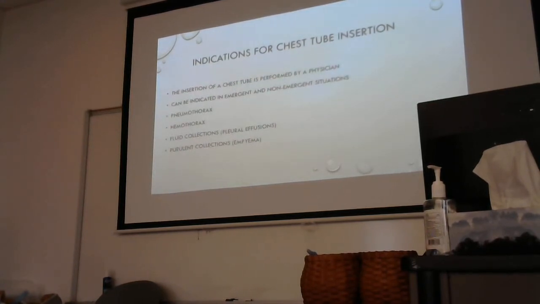Pneumothorax for air, hemothorax for blood. Fluid collections can be from a pleural effusion. You don't see that too often. I mean, if it's really, really nasty, you may see a chest tube inserted for pleural effusions. And then, of course, you've got your empyemas, which is kind of a rare thing. I mean, it's not super rare, but you've got a purulent collection of fluid within the pleural space.